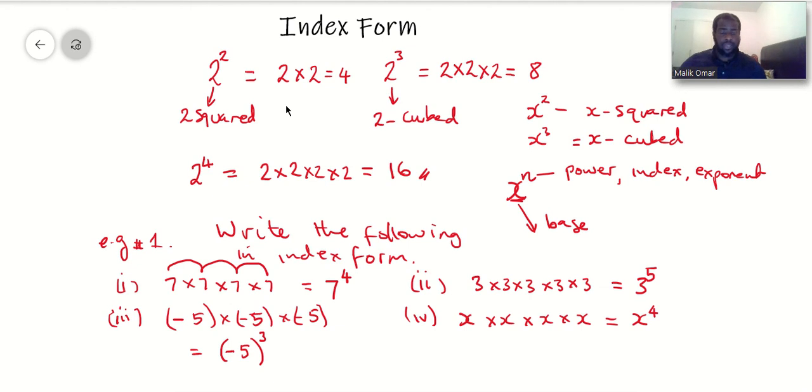Same thing again. If you want to write it, it will go on and on. But let's say maybe you have y times y times y times y times y. Our base now is y. How many times does y repeat itself? It repeats itself 5 times. So that will be y to the power of 5. And that is how you write in index form or exponential form. You can call it whatever you want.